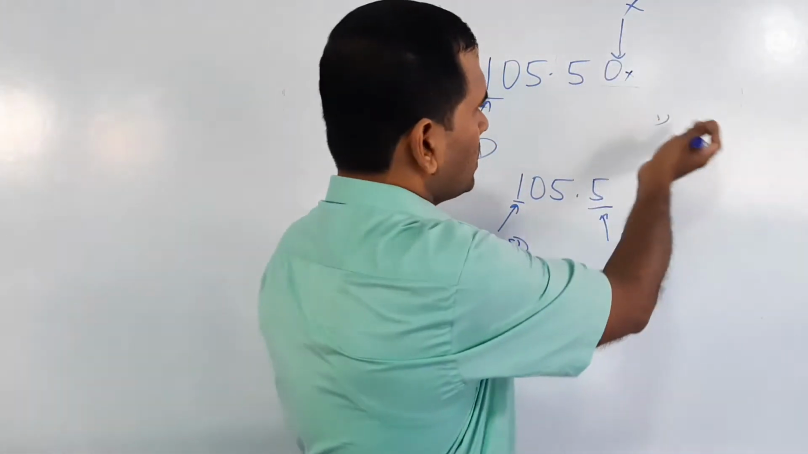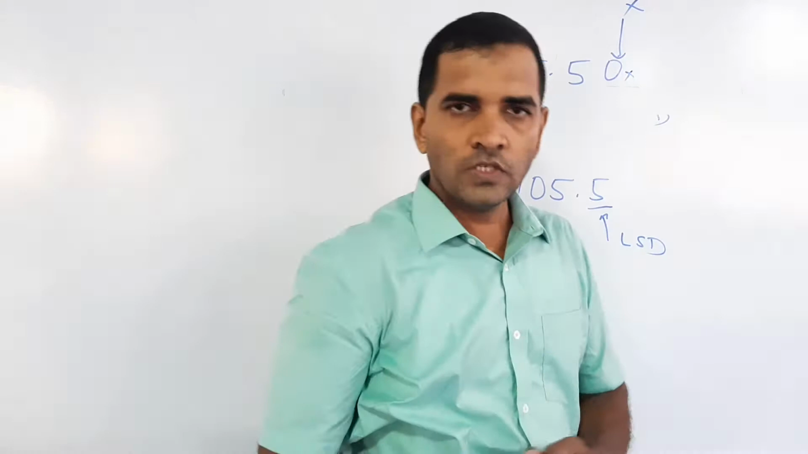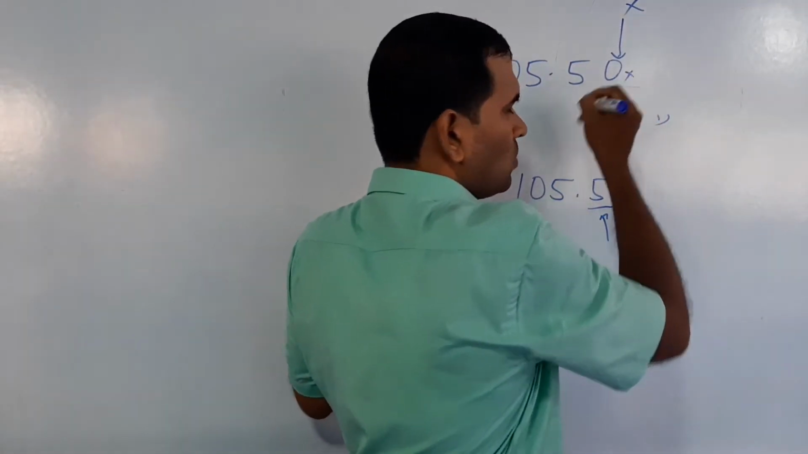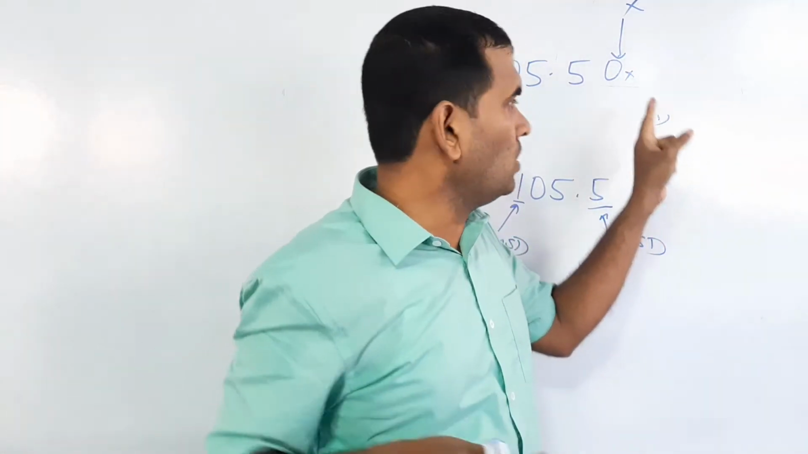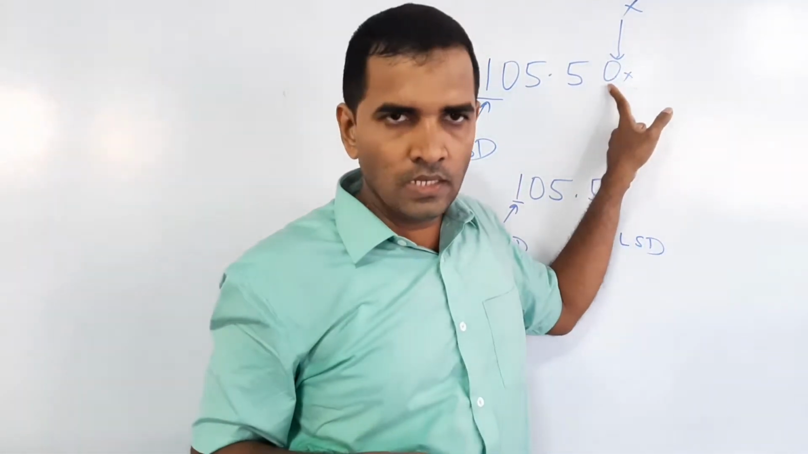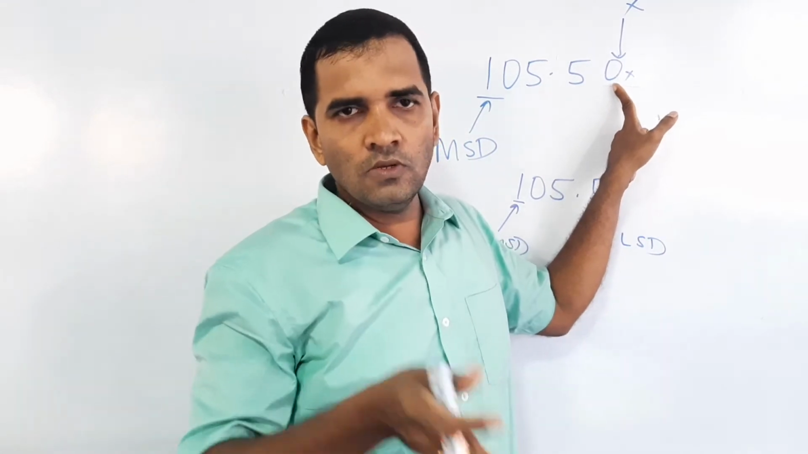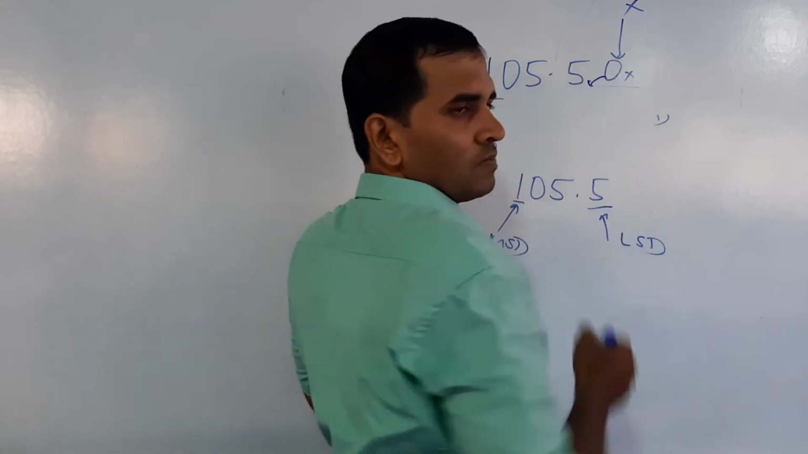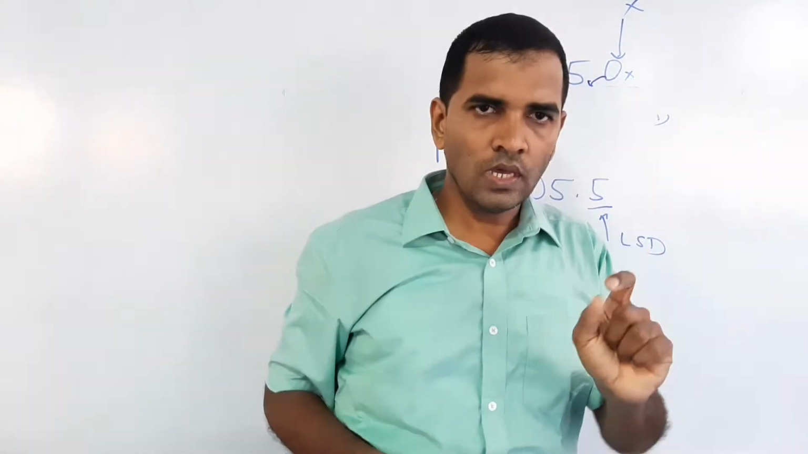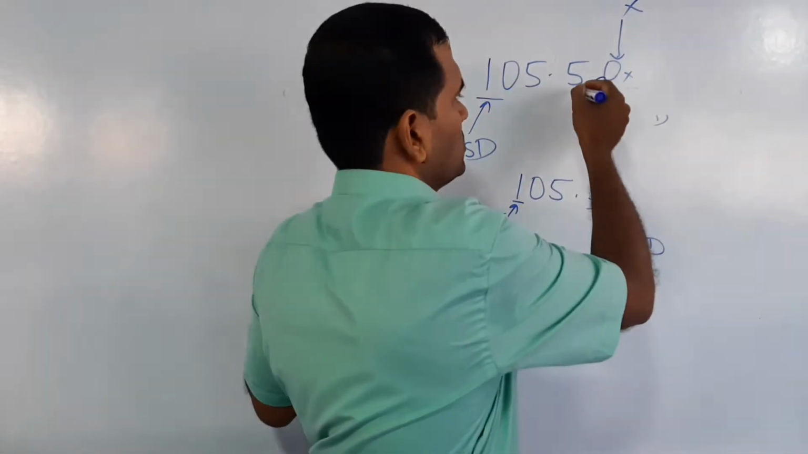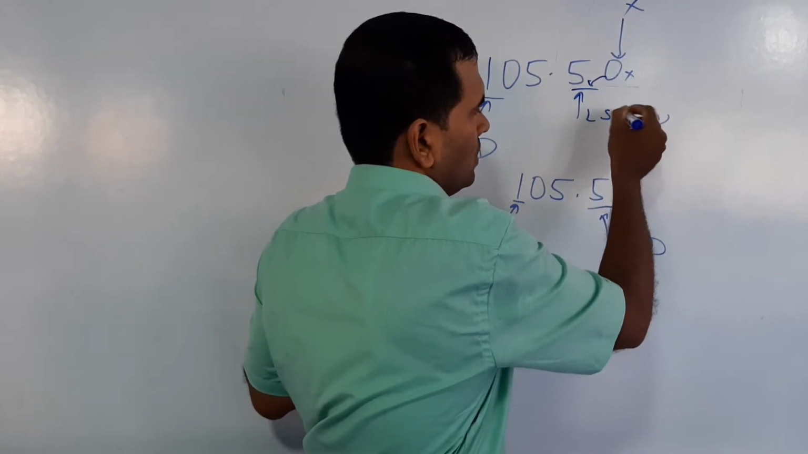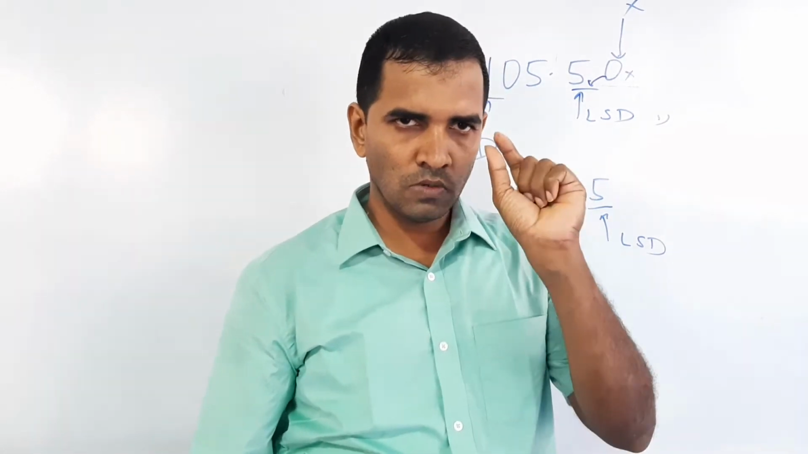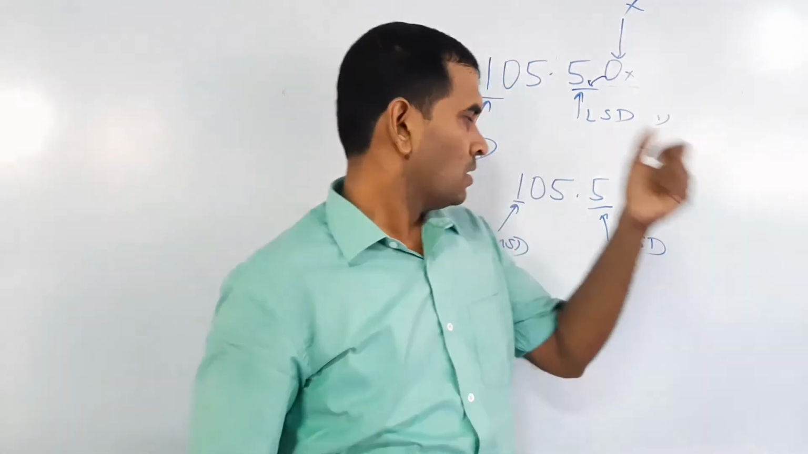Now you need to check the one which is placed before that, right? Because according to the rule, it's going to be the right extreme number. But since that zero doesn't have any value, we cannot take it. So we have to check the previous digits, right? Now look here, this 5 has value, so this must be taken as LSD, right? So this is a most important point.